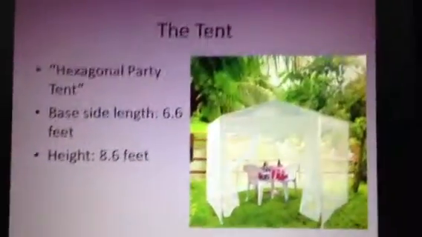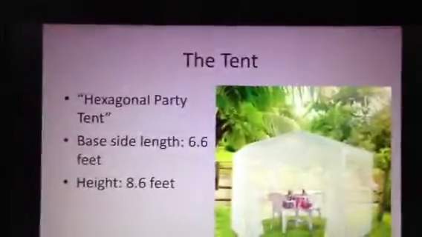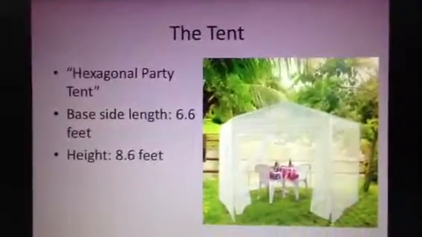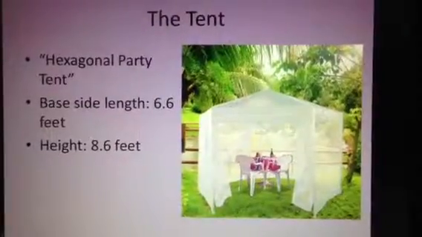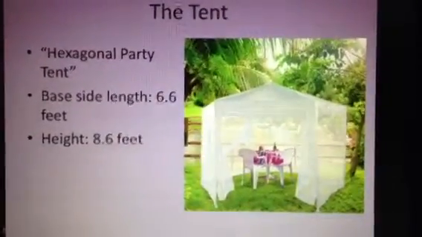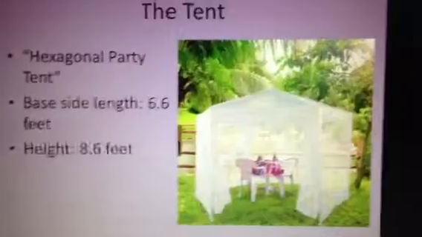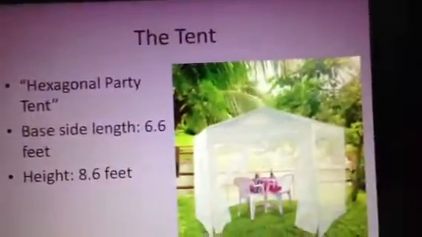Alex Lee! Okay. So the first step was to find the tent. So we found the Hexagonal party tent. Wow. The one and only tent for your hexagonal party needs. Yes, it has a base side length of 6.6 feet and a height of 8.6 feet.